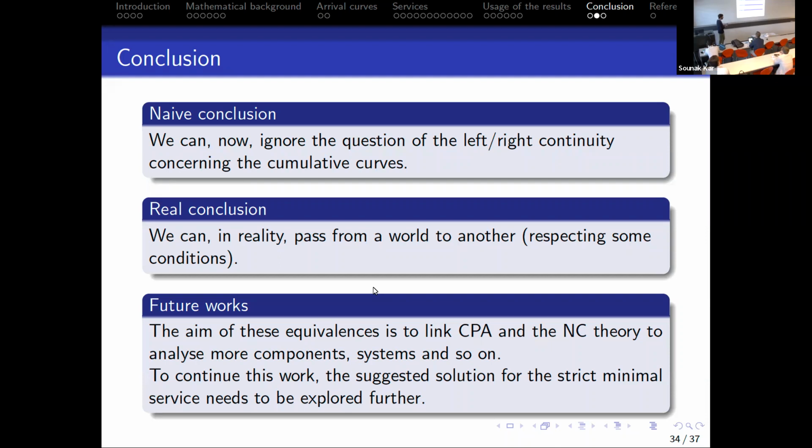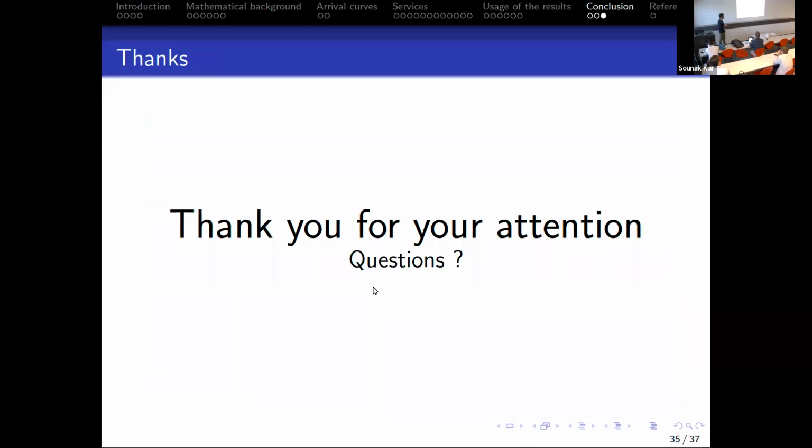And to continue on this work, we can work on the suggested solution for the strict minimal service and see if the network calculus theory continues to work with the new definitions of the backlog periods.